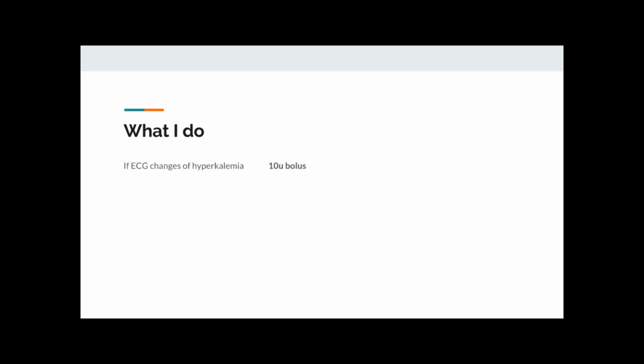If I see DKA patients with hyperkalemia, I give them a 10-unit bolus of regular insulin. If I don't see that, then I don't. Consider sub-Q insulin for mild DKA. I rarely do this, but think about it. And if not, use your insulin drip.